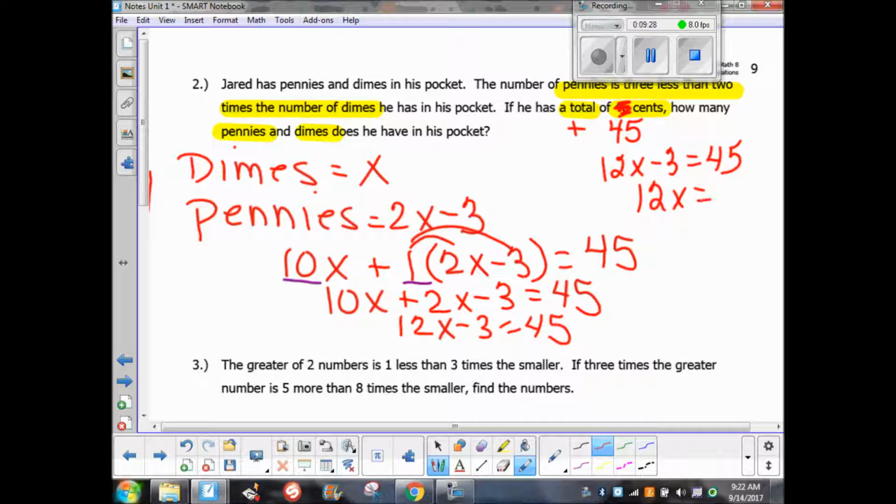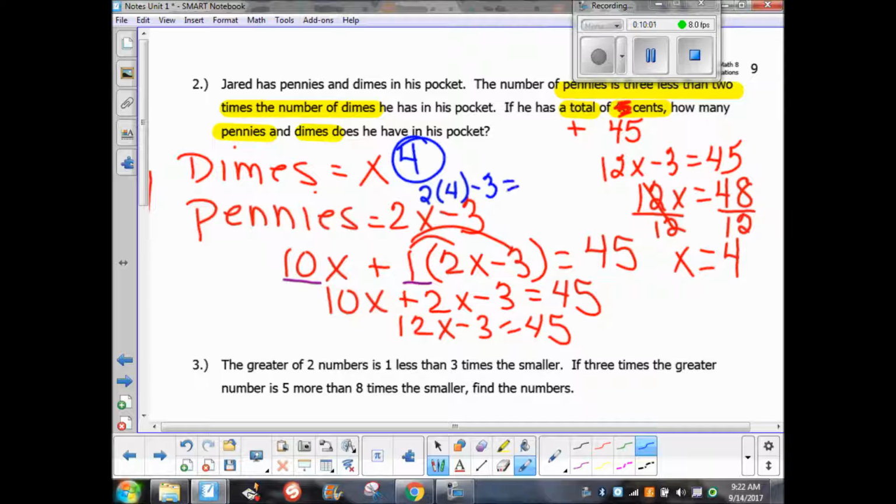So if I add 3 and divide by 12, what's 48 divided by 12? 4. 4 what? What do I have? 4 dimes. Okay? I have 4 dimes, and I have 2 times 4 minus 3 pennies. A lot of you had already come up with that mental math in your head, and that's totally cool. That's awesome. So we have 5 pennies in our pocket. All right, number 3, and we'll be done.